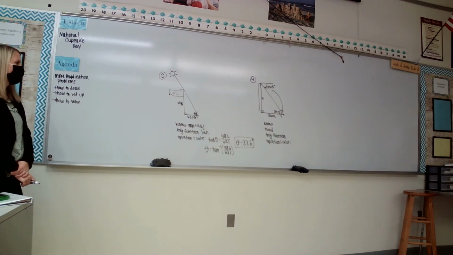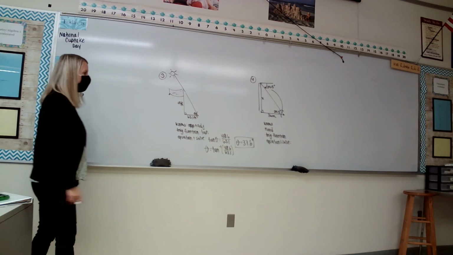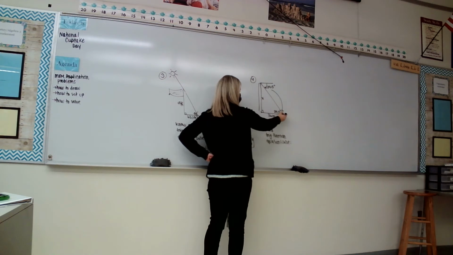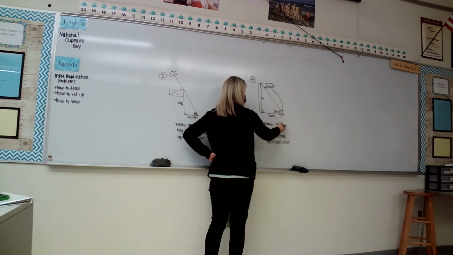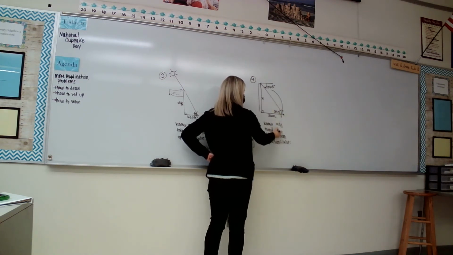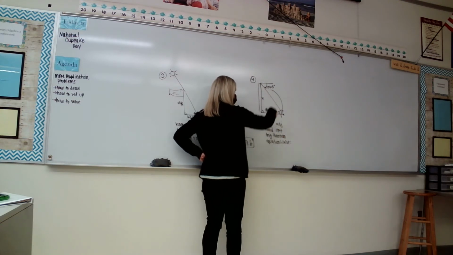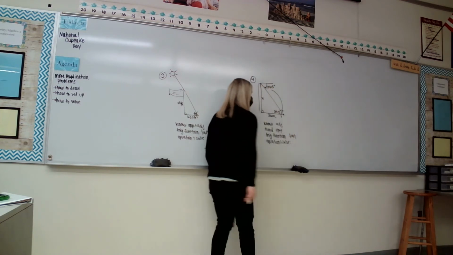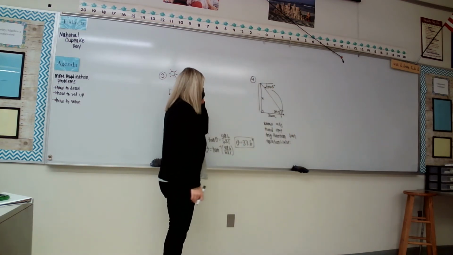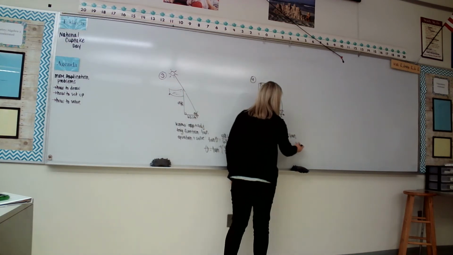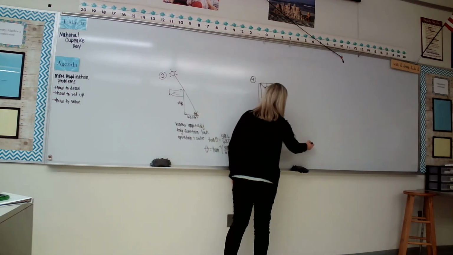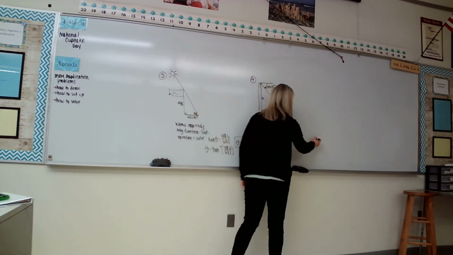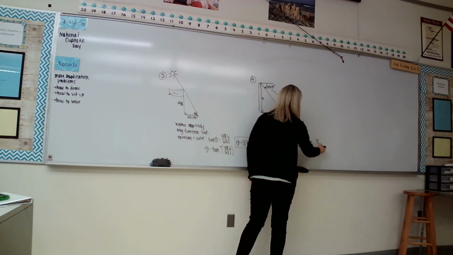Okay, so number 4, same idea. We're just going to do a lot of labeling, and then we can solve it. From this angle, I know adjacent. I need opposite, right? Because hypotenuse is across from the 90, I don't really even care about it. Opposite and adjacent, I'm going to use tangent. So I'm going to fill in what I know. Tangent of my angle, and I know the angle this time is 29.5, is going to equal opposite, which is x, over adjacent, which is 36.